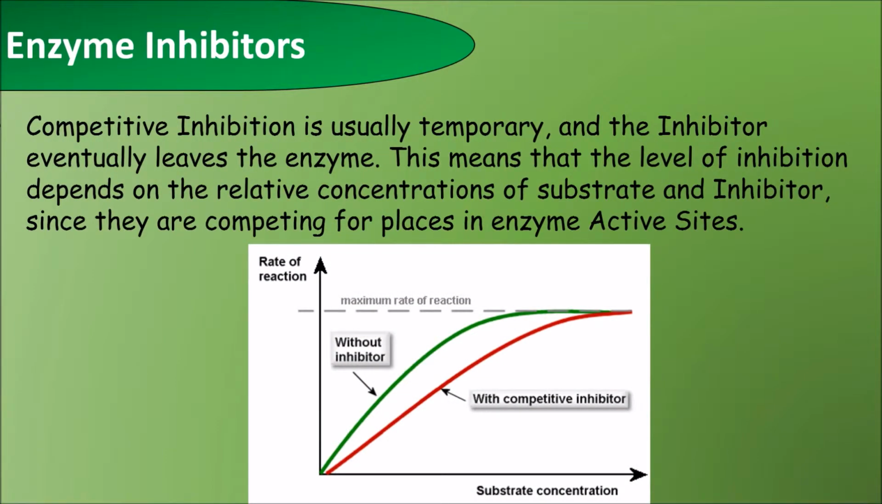Competitive inhibition is usually temporary and the inhibitor eventually leaves the enzyme. This means that the level of inhibition depends on the relative concentrations of substrate and inhibitor, since they're competing for places in the active sites. So the graph below shows the rate of reaction with a competitive inhibitor and without. Eventually, with a competitive inhibitor, you will still reach the maximum rate of reaction. However, it will take a lot longer.